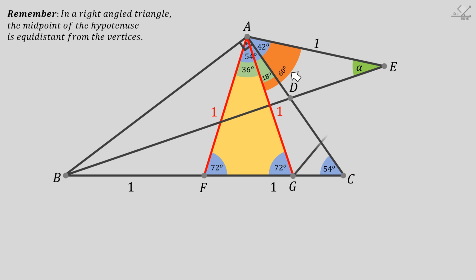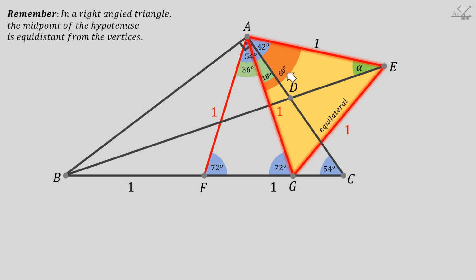After that, let's connect point G and point E. Now focus on this triangle. And notice that this is an isosceles triangle with a 60 degree apex angle, which means this is actually an equilateral triangle. So all three sides must be equal.